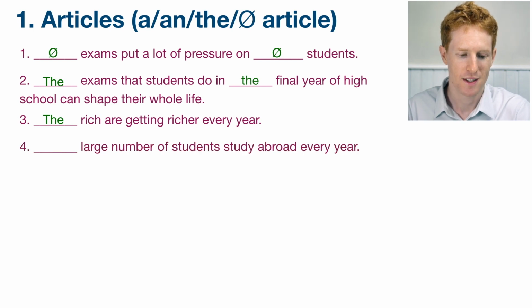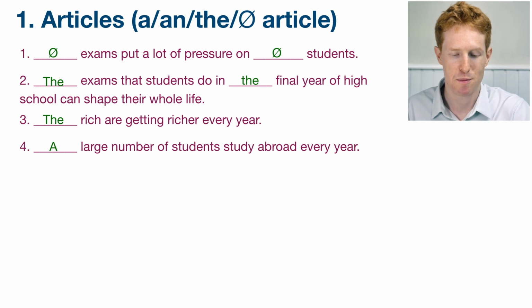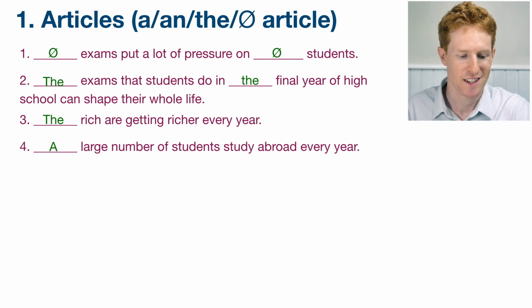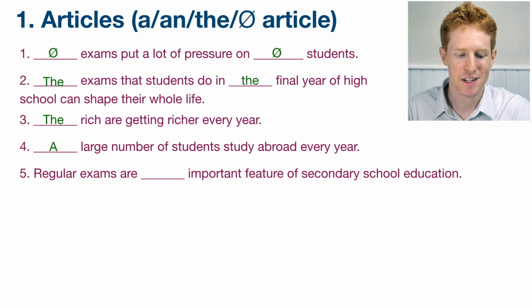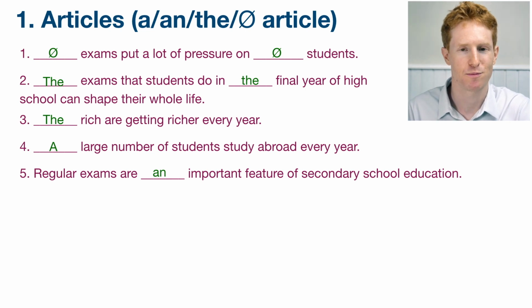Number 4, something large number of students study abroad every year. A large number of students study abroad every year. Number 5, regular exams are something important feature of secondary school education. So which article would you put here? You would put an. So an important feature of secondary school education.